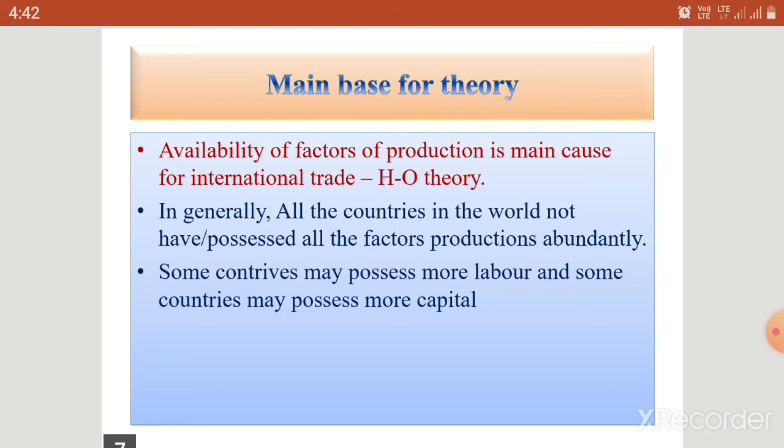Some countries may have some kind of factors of production abundantly, and some countries may not have that much of factors of production abundantly. So we may see these variations or disparities in all the countries. This disparity in the availability of the factors of production is the cause for the emergence of international trade, according to Heckscher-Ohlin.